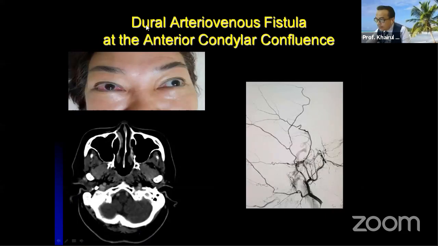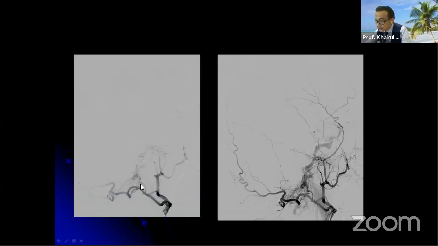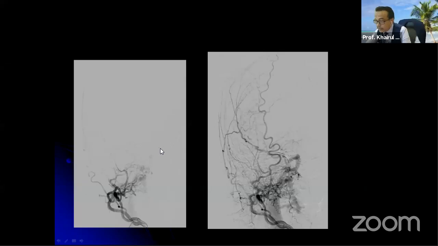The patient completely recovered after the treatment. This is also an interesting case, a dural fistula of the anterior condylar. They have feeders also from, this is from the occipital and also the ascending pharyngeal. It's very dangerous to inject liquid material here, and also you can see the retrograde reflux to the inferior petrosal sinus and also the ophthalmic vein, so that's the reason the patient presented with proptosis.